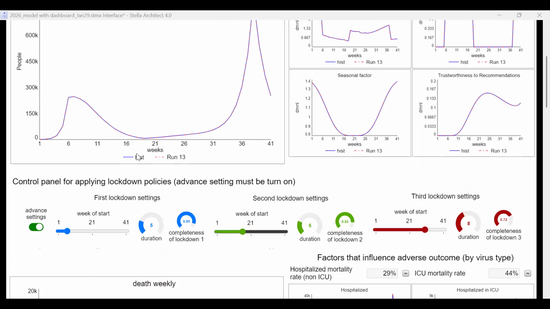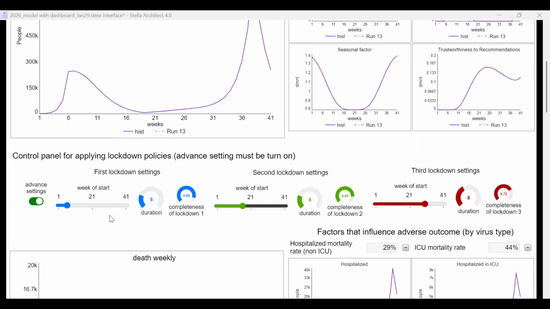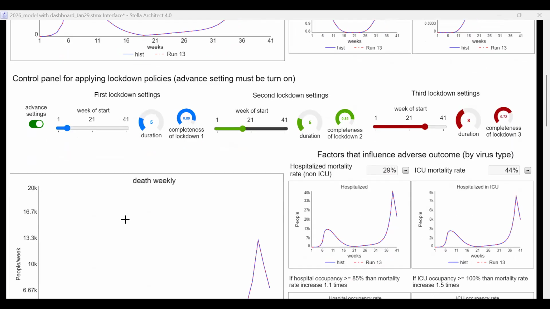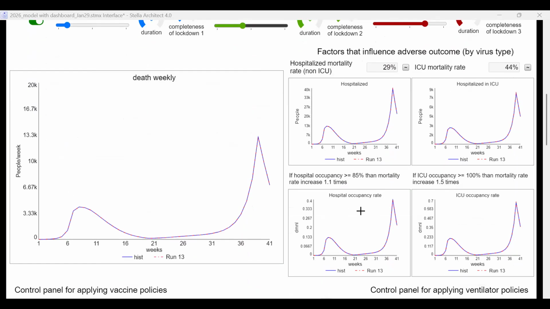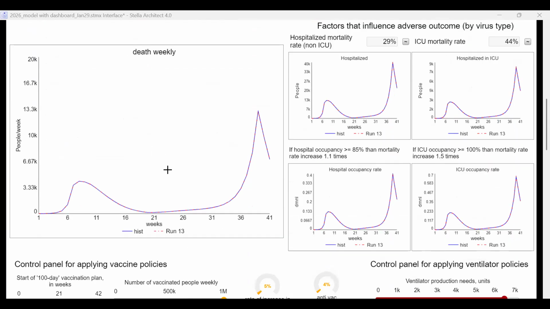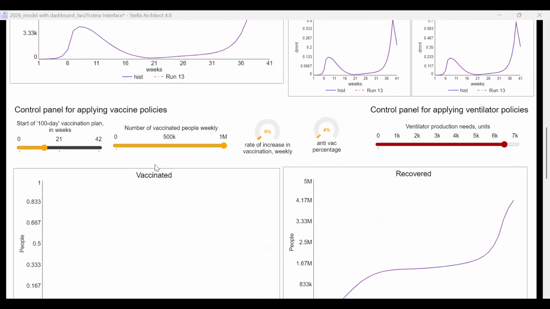Further on, you might see the panel for adjusting 3 lockdowns, because historically there were 3 lockdowns in that period. Then the graph of unfortunately perished people, also per week. And supporting graphs here are hospitalized, the number of hospitalized in intensive care units, so requiring ventilators, hospital occupancy rate, and ICU occupancy rate, which are very important characteristics for quality of treatment. Finally, we have the area with vaccination.